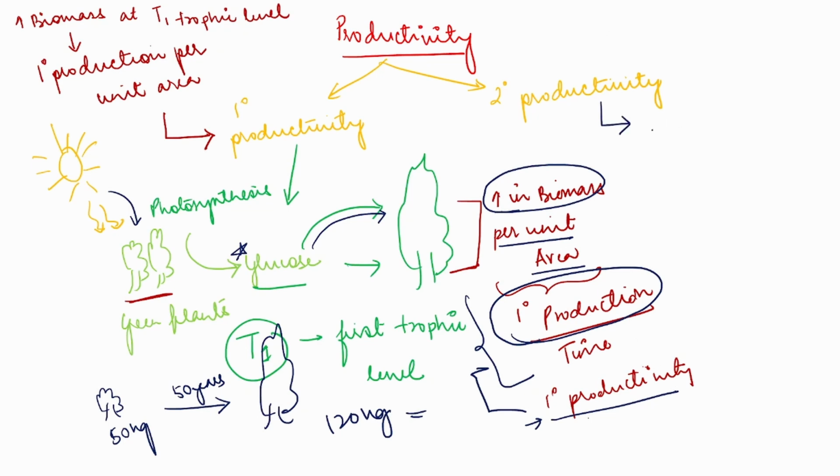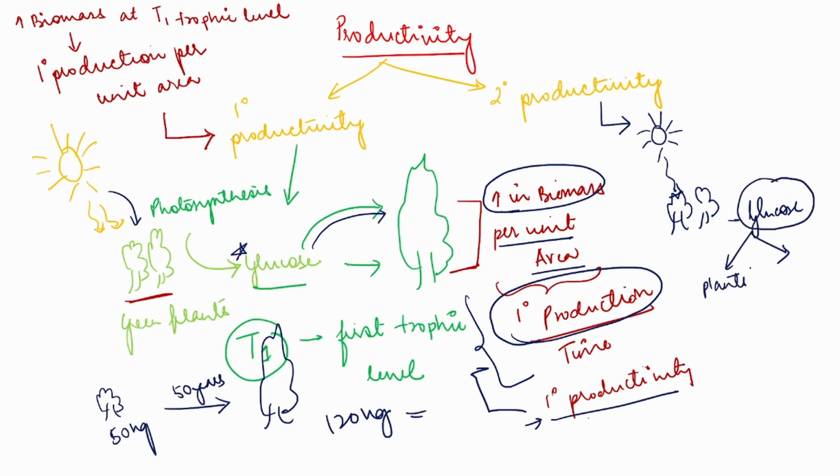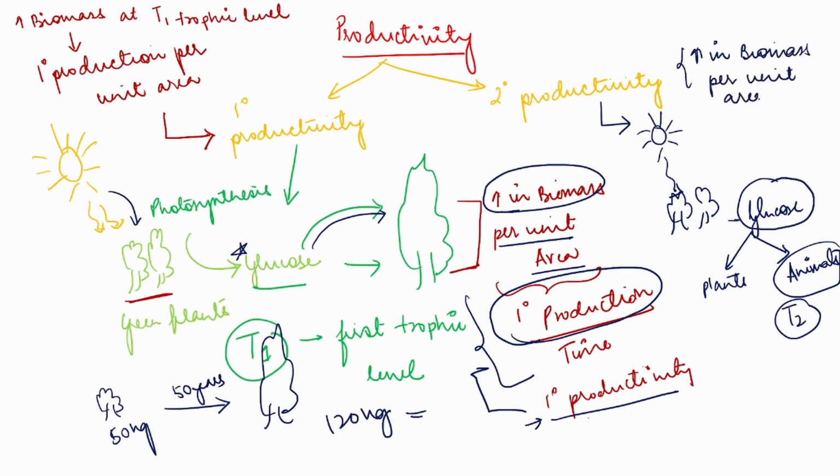And what is secondary productivity? Suppose this is the sun again. This sun will be utilized by green plants to produce food. Now this glucose, whatever is produced, the plants will utilize some by themselves, and other animals are dependent on the rest. This is where the T2 level exists. So secondary productivity is the rate of increase in biomass per unit area at the T2 level. We call it secondary productivity.